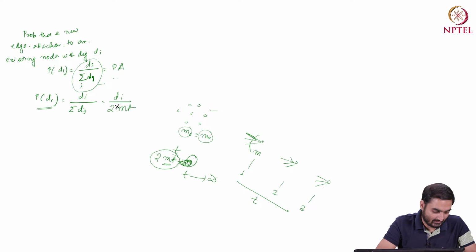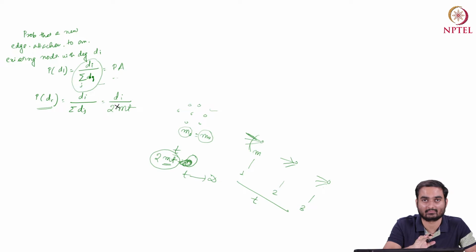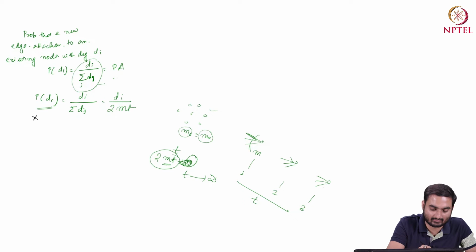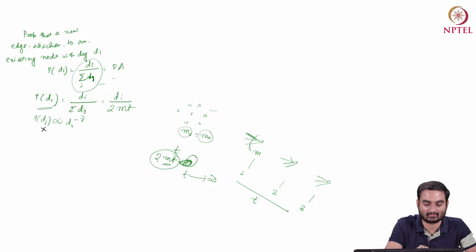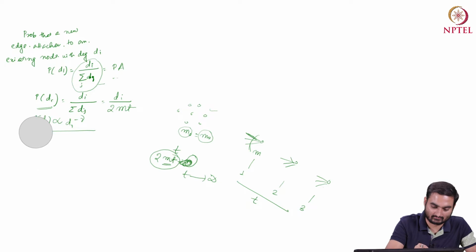So now this is the probability of a particular degree di. We will see how this degree changes over time, and how we can see that this P of d is actually proportional to di to the power some minus gamma, right? Because this is power law. We have to prove this. Okay, we will prove this thing.